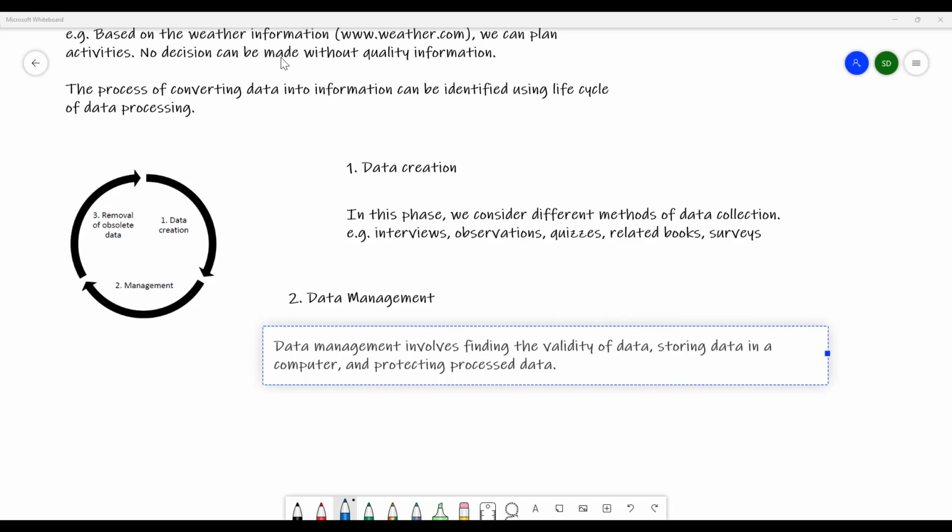Once you validate, you can store. You can store inside the computer. We'll discuss that later on, right? There are different ways we can store the data. And the third one is you need to protect the data. What do you mean by protecting?